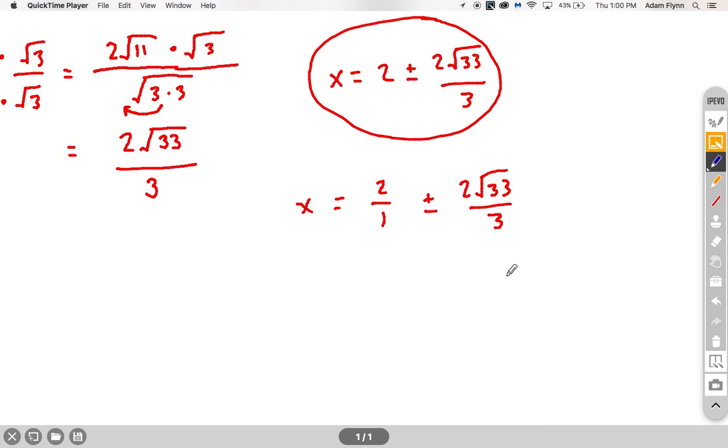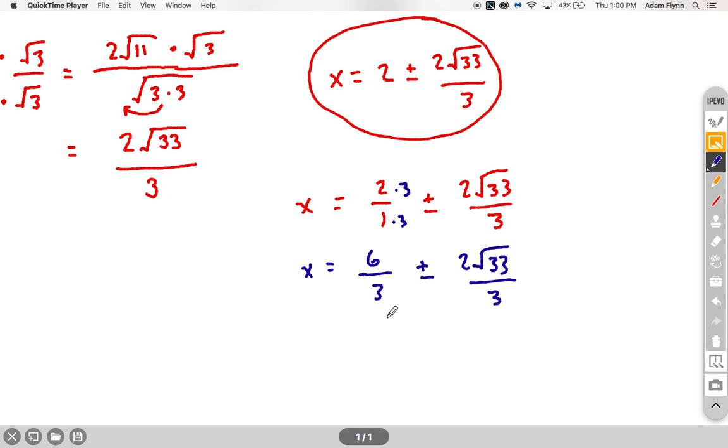You switch colors here. Because we're adding or subtracting, you need a common denominator. Taking a look, 3 and 1, it's going to be 3. So I'll multiply by 3, multiply by 3. So we end up getting x equals 2 times 3 is 6, 1 times 3 is 3, plus or minus 2 square root of 33 all over 3.